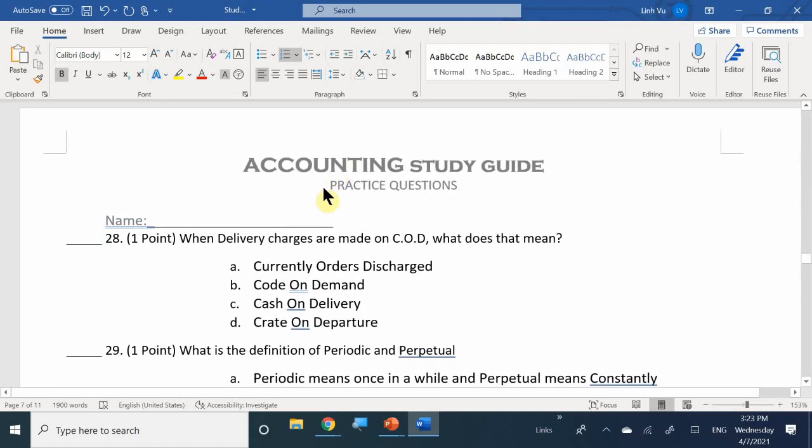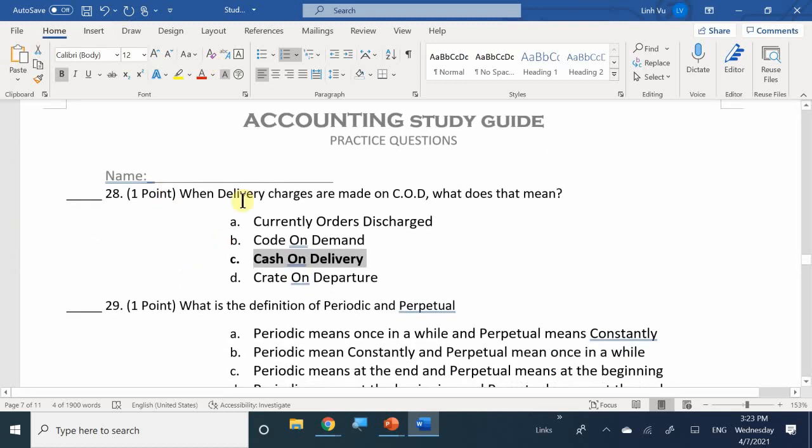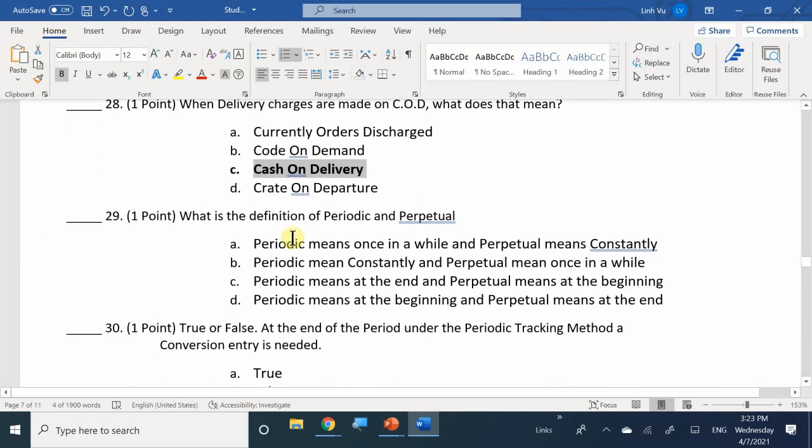All right, number 28: when delivery charges are made on COD, what does that mean? C, yes, cash on delivery. It is not currently ordered discharge, not code on demand, and it's definitely not crate on departure. Pretty close, but it's cash on delivery.